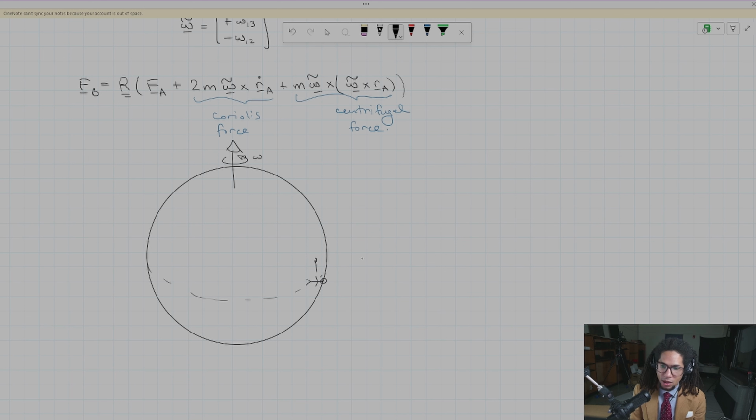Okay, let's figure out instantaneously at the point where we throw this what the forces on the object are. Okay, so in the B reference frame, the only force that I'll have is the force of gravity, let's say. So I'm going to imagine that this sphere is a planet.